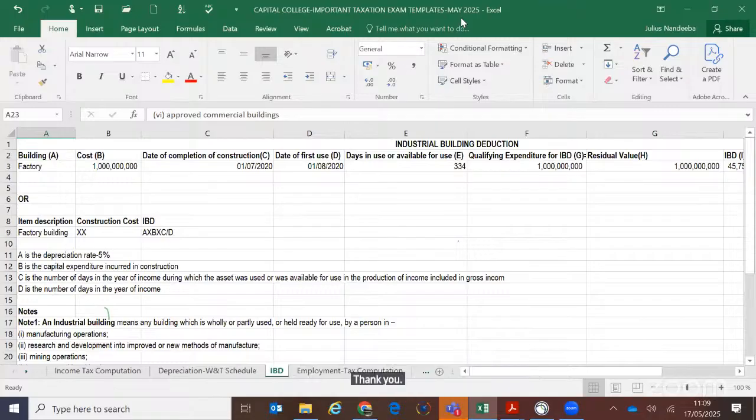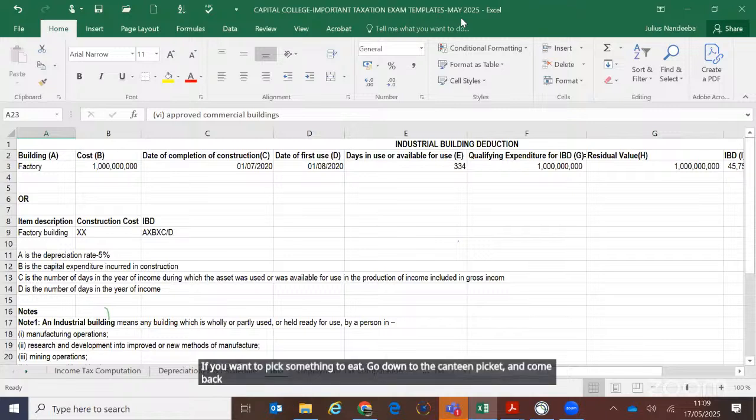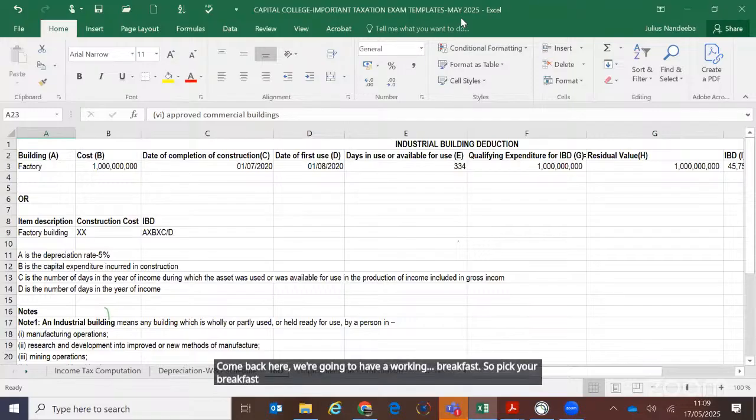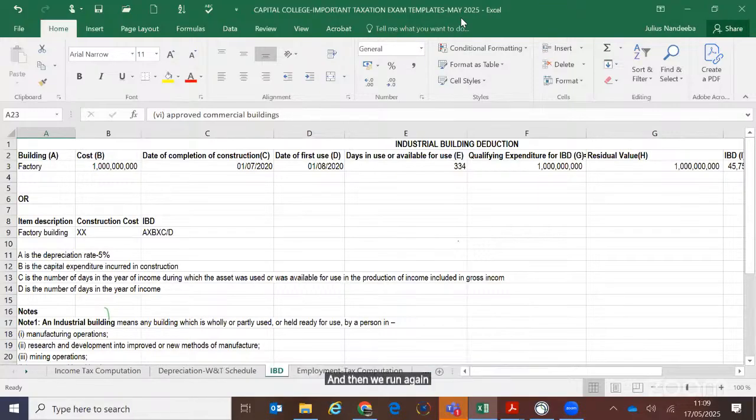Thank you. We are going to stretch for only 5 minutes and come back. If you want to pick something to eat, go down to the canteen, pick it, and come back. Today is going to be a marathon. We are only going to have 1 hour for lunch and come back. But for now, you have 10 minutes. Pick what you want to pick as your break. Come back here. We're going to have a working breakfast. So pick your breakfast, come and have it here, and then we run again up to lunch break. We run up to 1, have lunch break from 1 to 2, and come back.